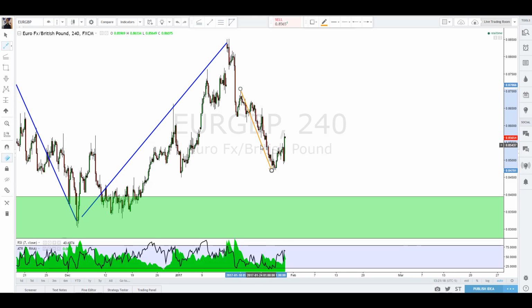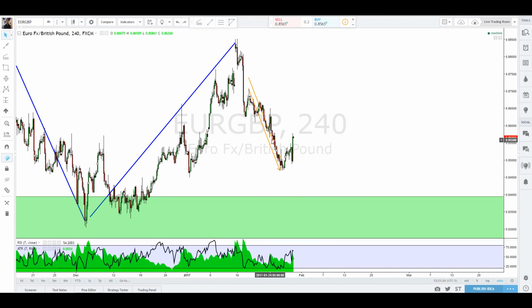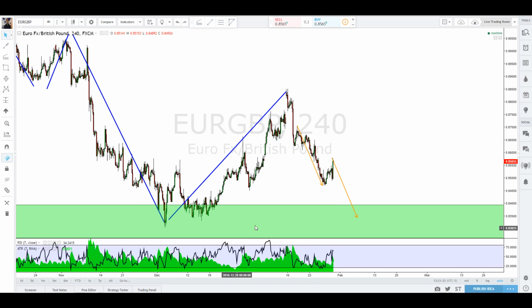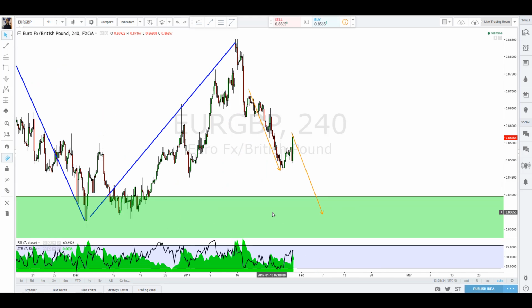Now, what if we put in an equal measured move? What if we put in an ABCD pattern? Where will that put us? Well, if I connect it right here, look at that. An AB equals CD pattern will put us right at those structure lows that we've identified on the higher time frame.